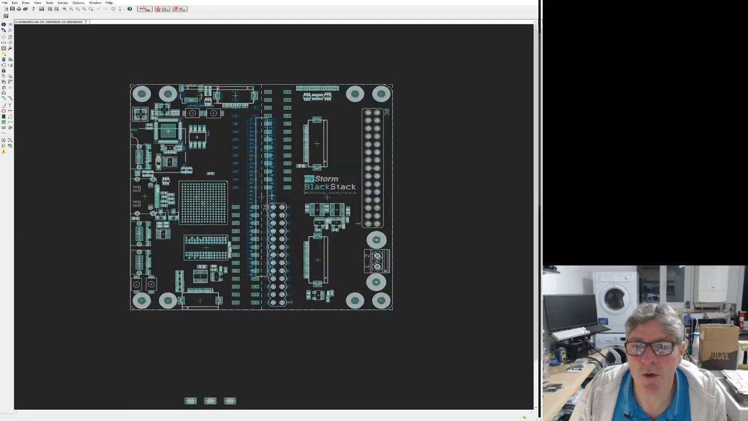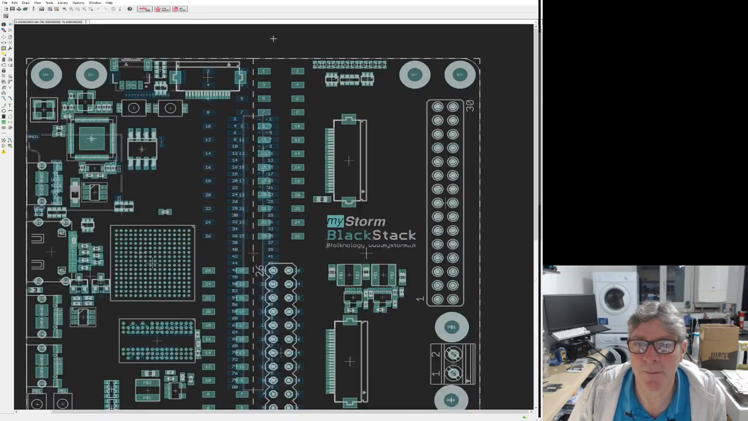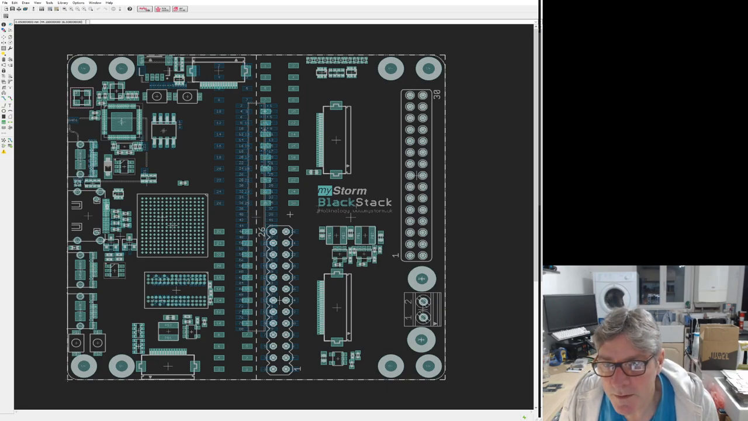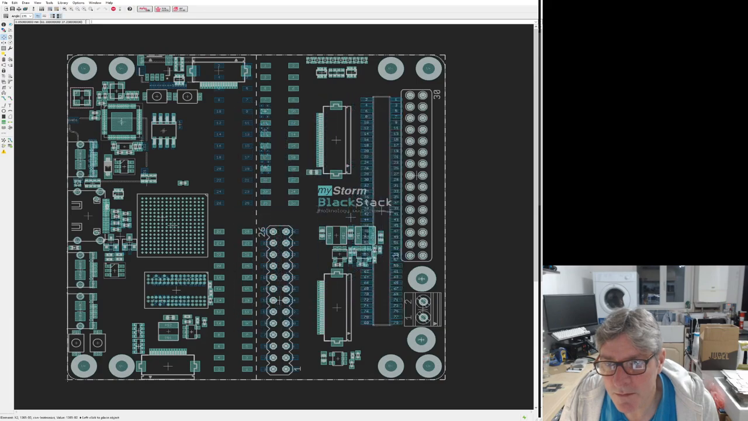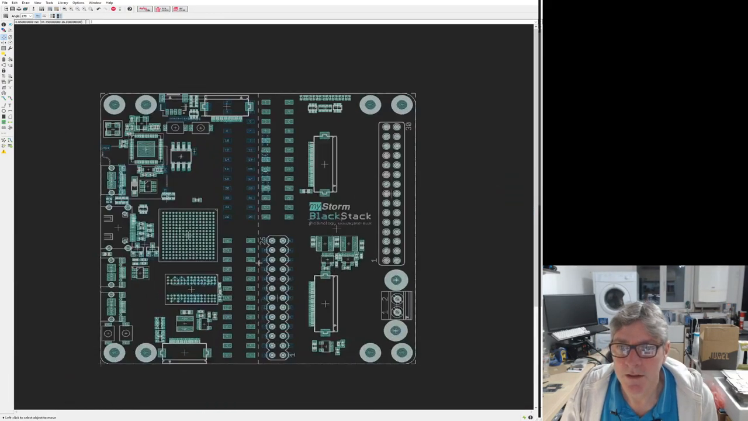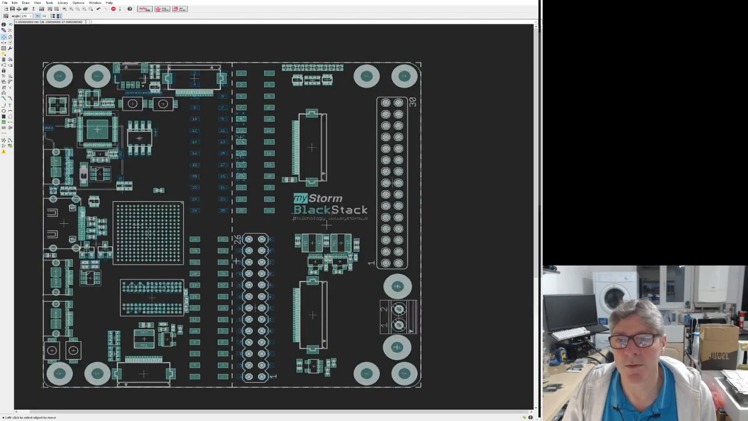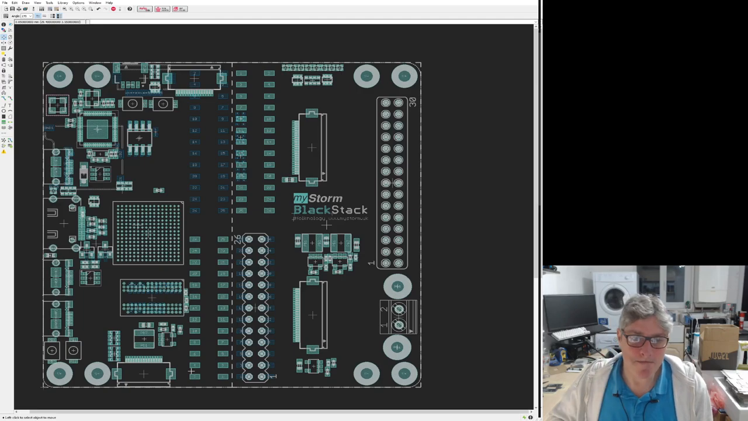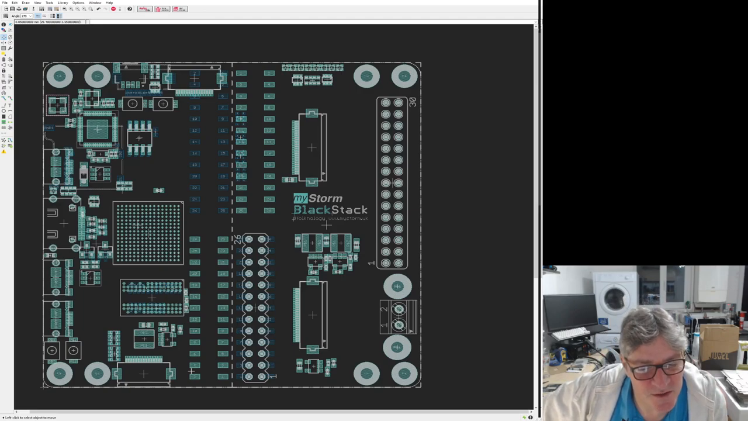So yeah, this is what an ECP5 version of that may look like. It's going to require a bit more explaining. Right, so this is a possible how an ECP5 version of the stack system would look at this point.